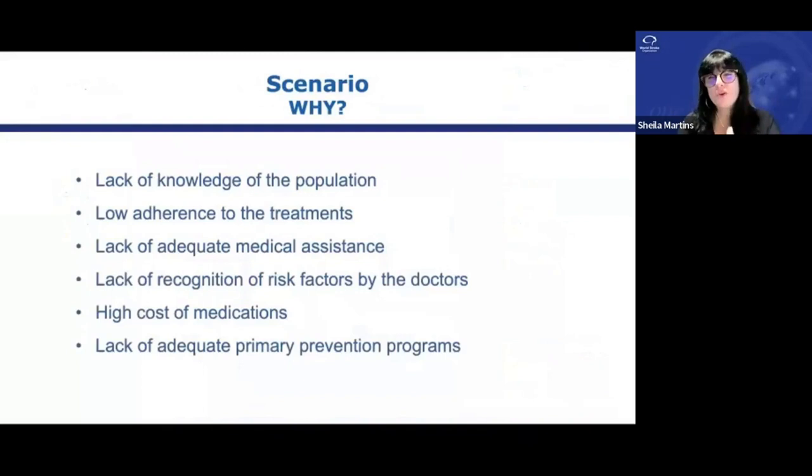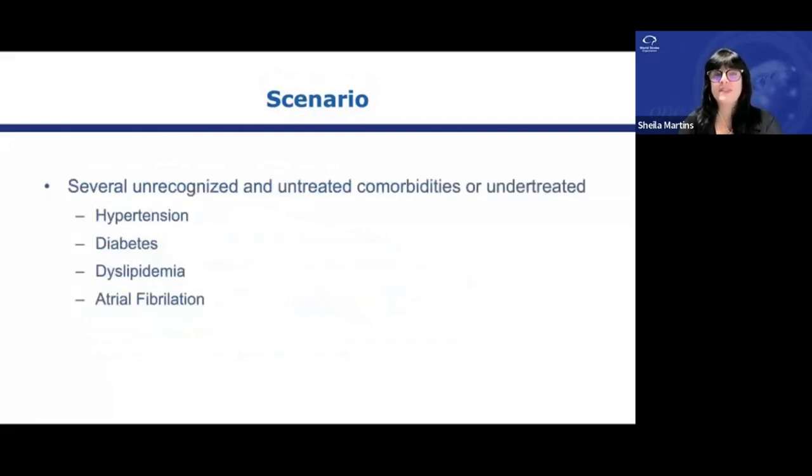So why is the burden so big? We have a lack of knowledge of the population about the risk factors and treatments, low adherence to treatments, lack of adequate medical assistance, lack of recognition of risk factors by the doctors, high cost of medications, and lack of adequate primary prevention programs. We have several unrecognized and untreated, or undertreated, comorbidities such as hypertension, diabetes, dyslipidemia, and atrial fibrillation.